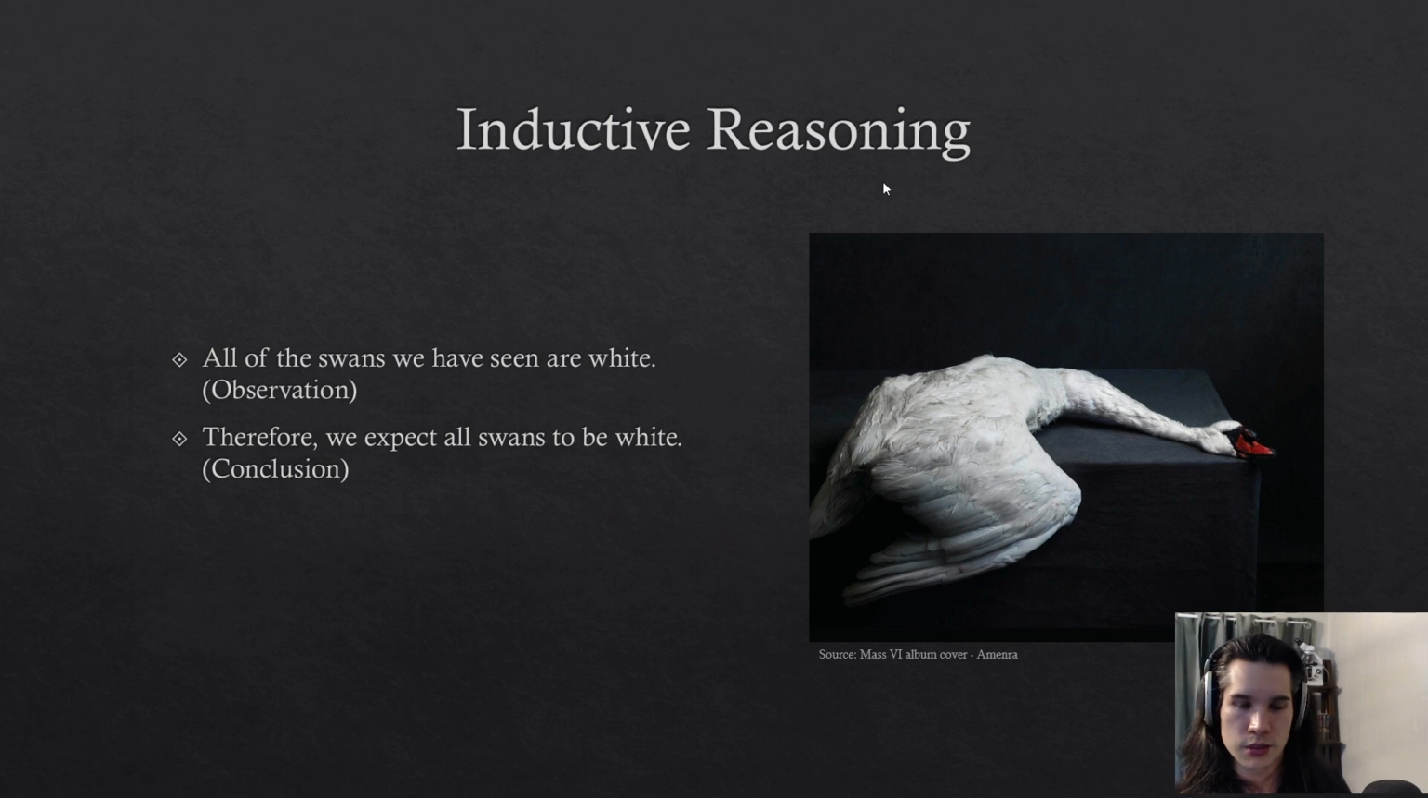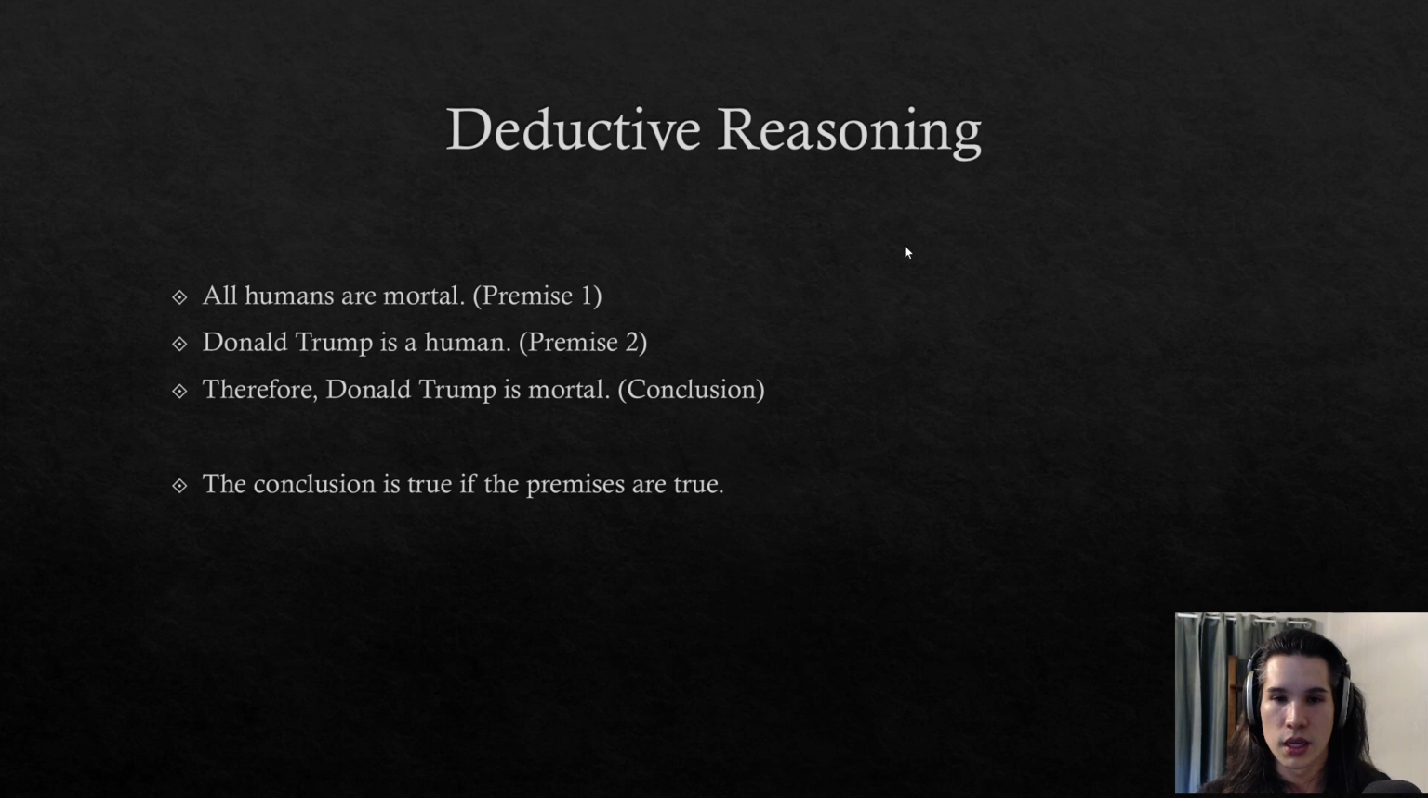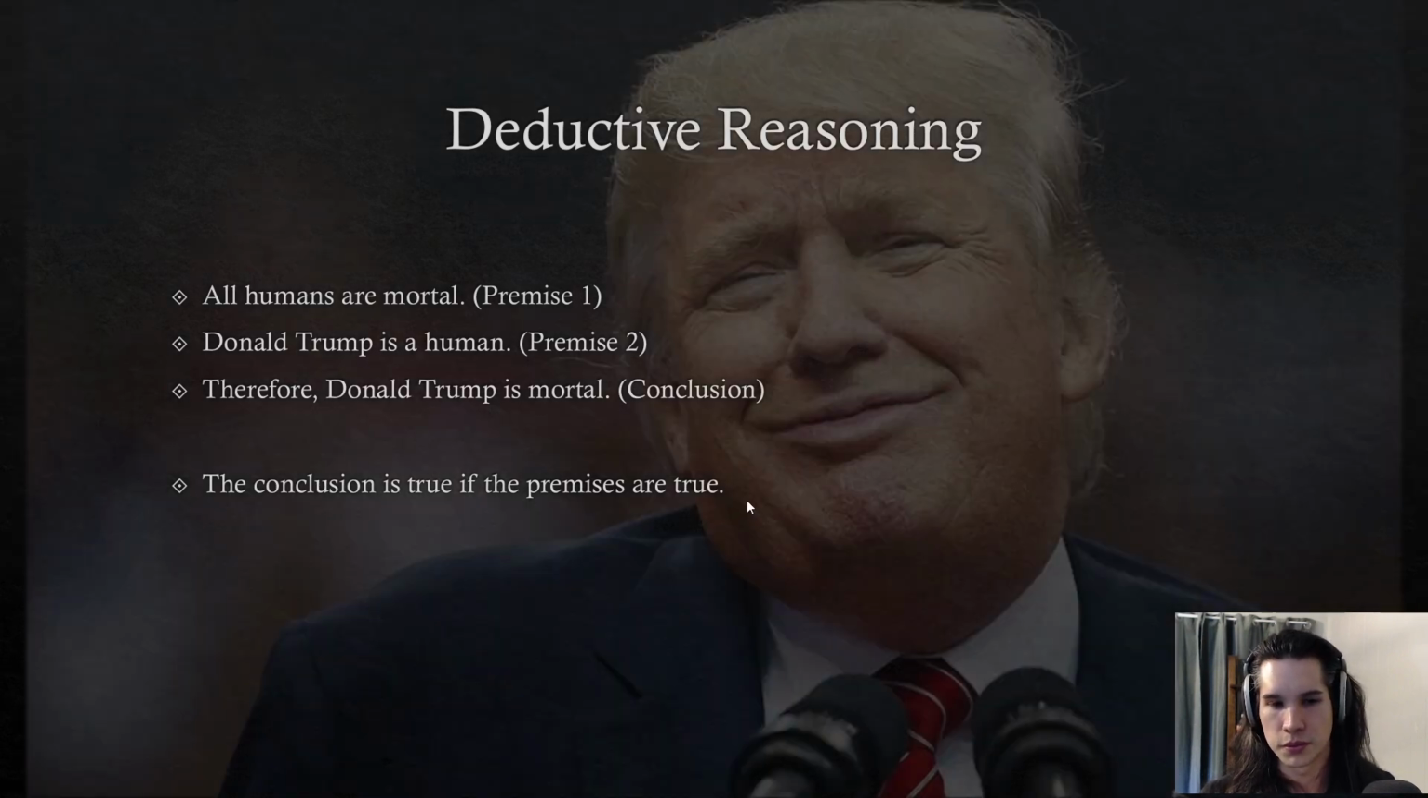All right, so here's another example of inductive reasoning. All of the swans we've seen are white, so that's the observation that I have. And therefore I can conclude that we expect all swans in the world to be white. That's the conclusion. So that's an example of inductive reasoning. Deductive reasoning is kind of the inverse. All humans are mortal. So it's a general rule, a generally known thing. Donald Trump is human, therefore Donald Trump is mortal. So the conclusion is true if the premises are true.